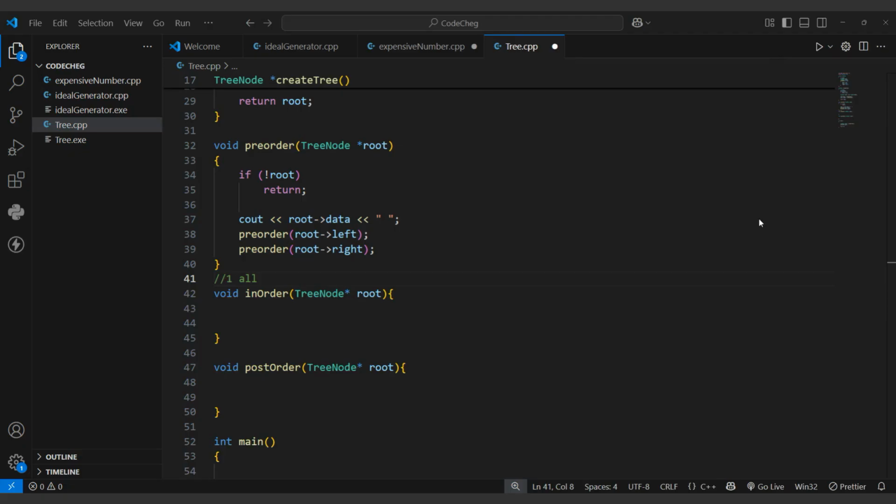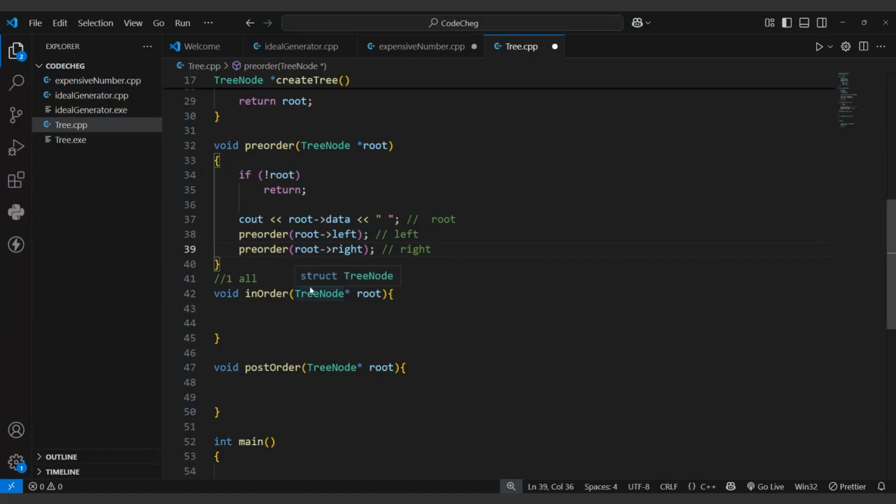Okay, class. Let's discuss something. Let me complete these functions for you. This was the pre-order. In this pre-order, we are printing the root first, then we are traversing the left, then we are traversing the right.